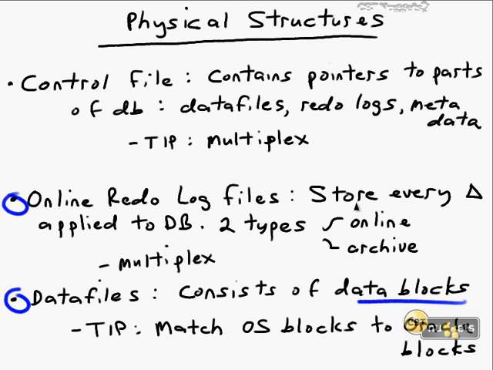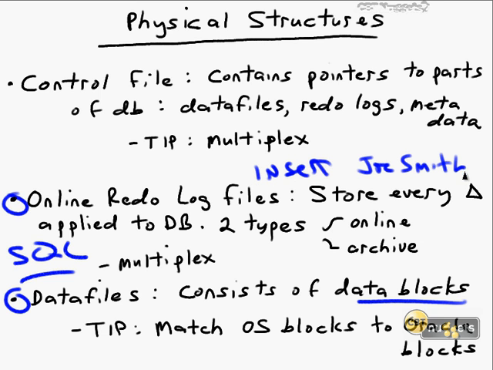Online redo log files store every change applied to the database, not the changed data blocks, not the data itself, but the SQL that defines that data. Let's say we did an insert statement to add a new employee named Joe Smith to the database. Well, the actual data that's in that table upon insert is not what's stored in the online redo log file. By contrast, the actual insert statement that was used to put that new record in that database is what's stored. And there's two types of online redo logs. There's online and archive. We're going to talk more about that later.